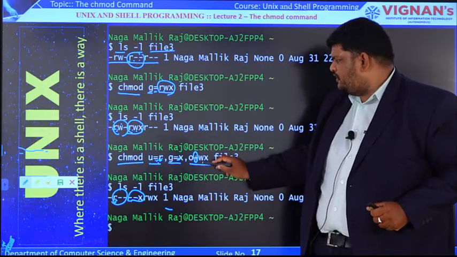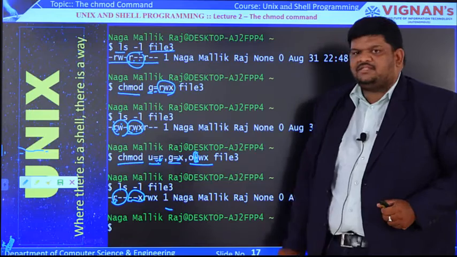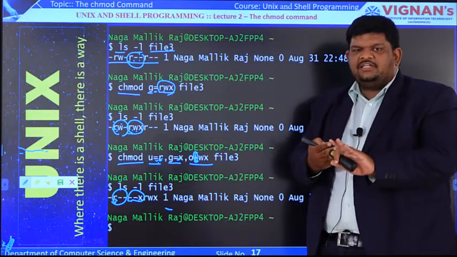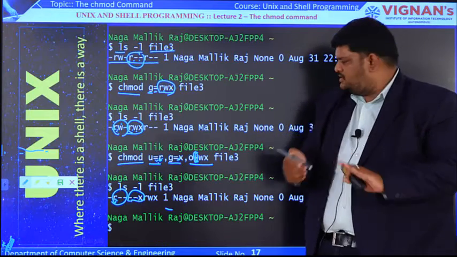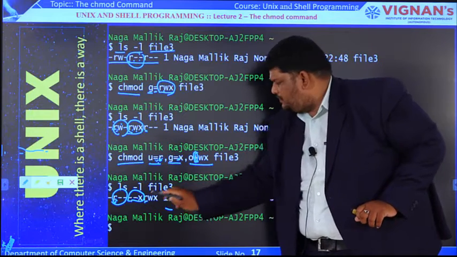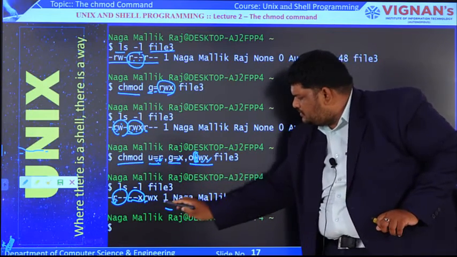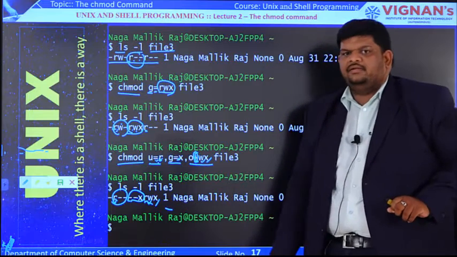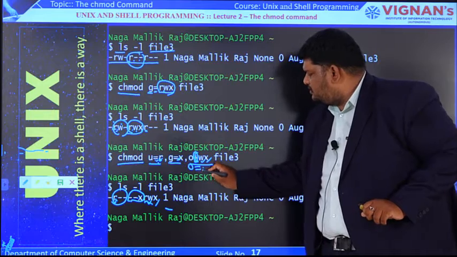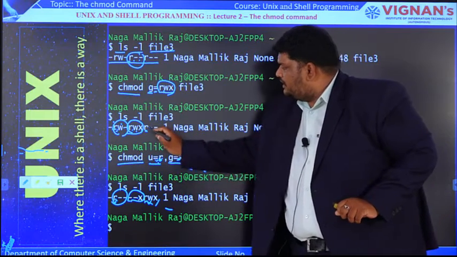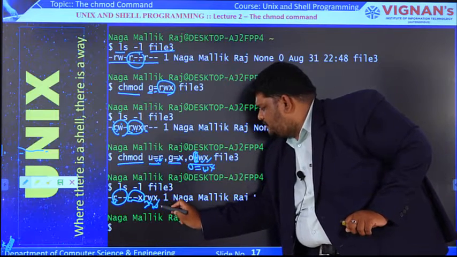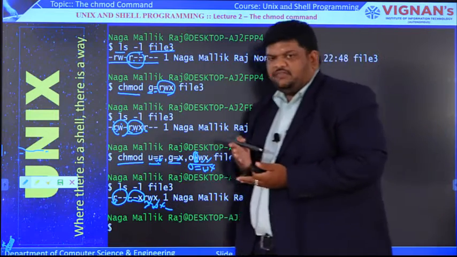Now for others, if you observe carefully, we are using the plus operator. Plus means adding. Old permissions will never be affected, they will exist as they are, and it will only add new permissions. That's why previously R is there, no? So R will exist as it is, and we are adding write and execute. In this place, if you write equal to, what happens? Others equal to wx means read permission will be removed and it will look like this: hyphen wx. So this is the effect of equal to.